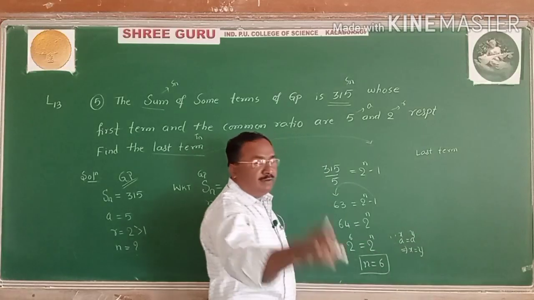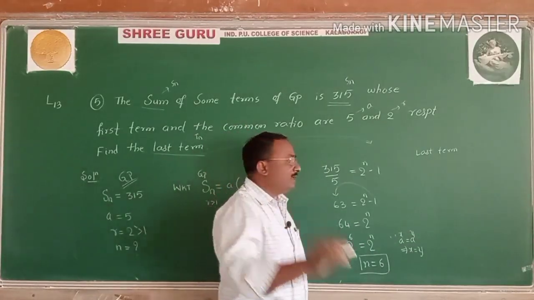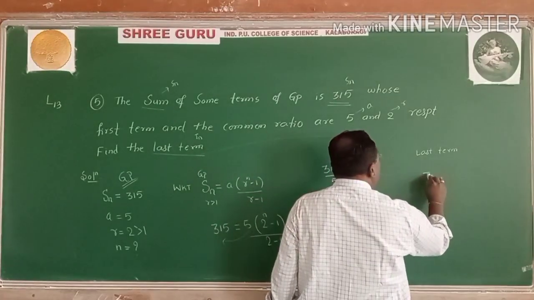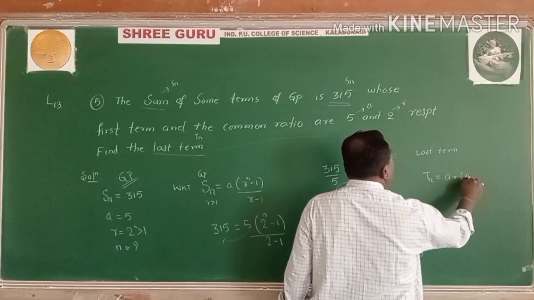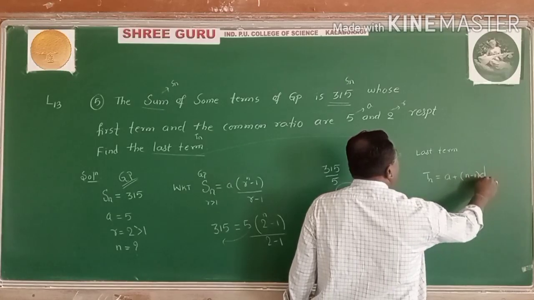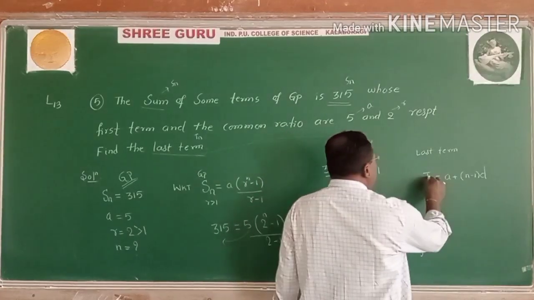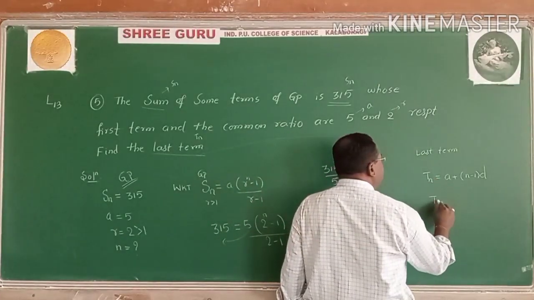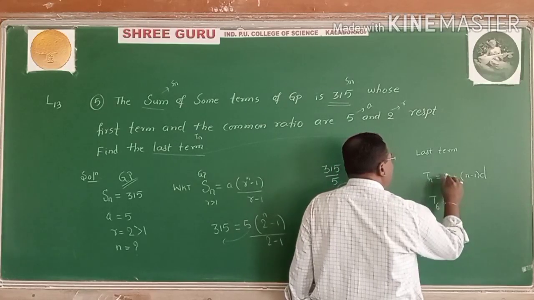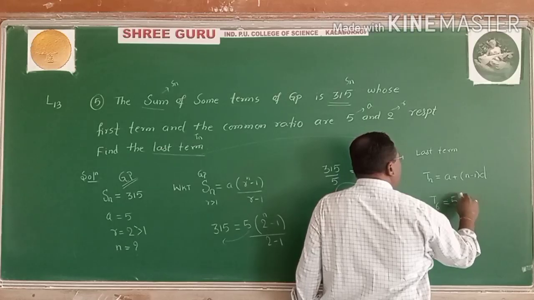Last term. T1 is the first term, T2 is the second term, last term is what? Tn. Yes, Tn is equal to a plus n minus 1 into d. That is, here the number of terms. Number of terms is what? 6. Yes, T6. A is what? Already given, 5, plus number of terms 6.